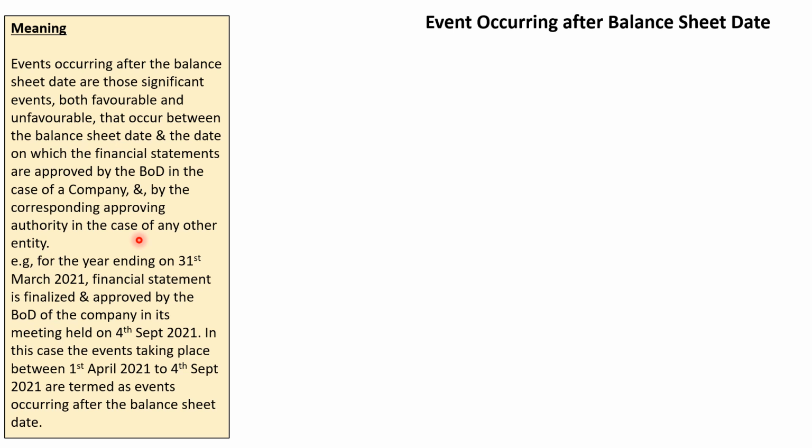That is the date which we are going to consider. So for example, for the year ending 31st of March 2021, the financial statements are finalized and approved by the board of directors of the company in its meeting held on 4th of September 2021. In this case, the events taking place from 1st April, that is after the balance sheet date, up to 4th of September, because that is the date on which the board of directors approved the same, are termed as events occurring after the balance sheet date.